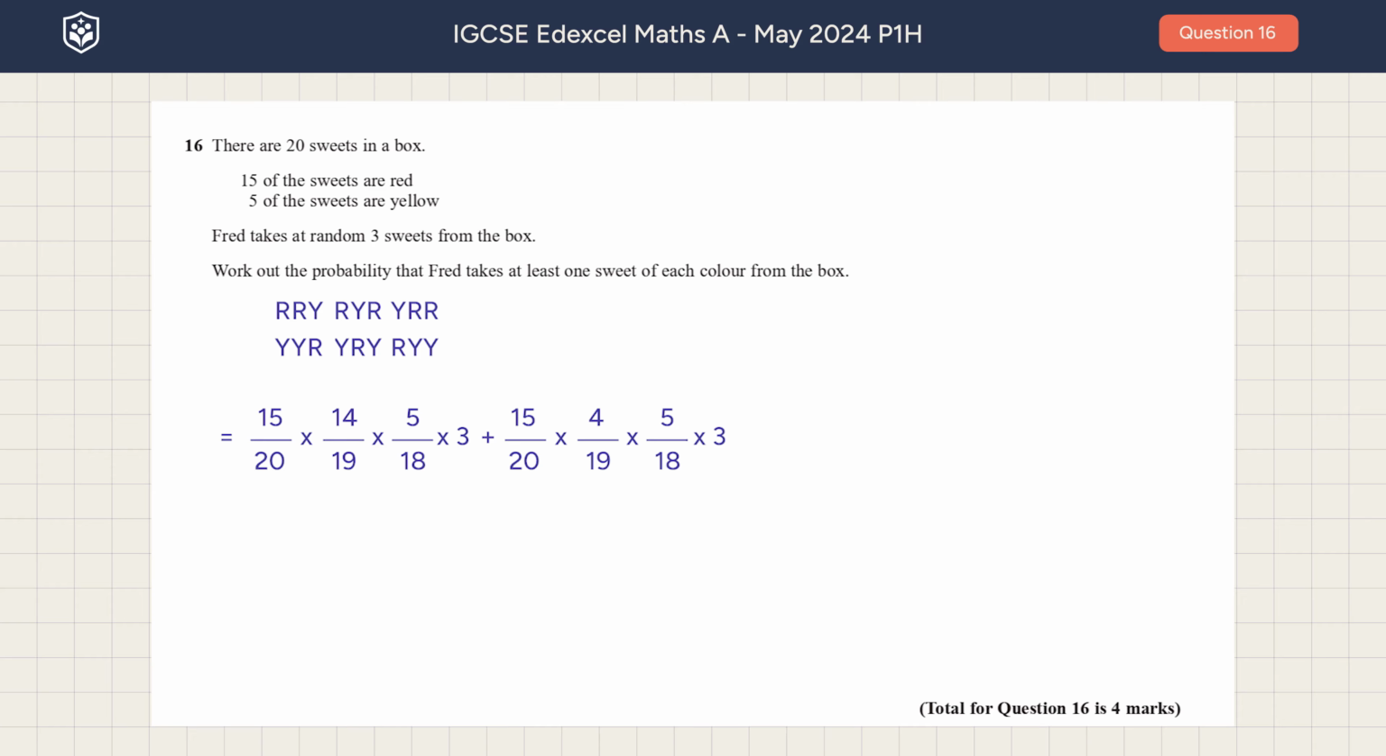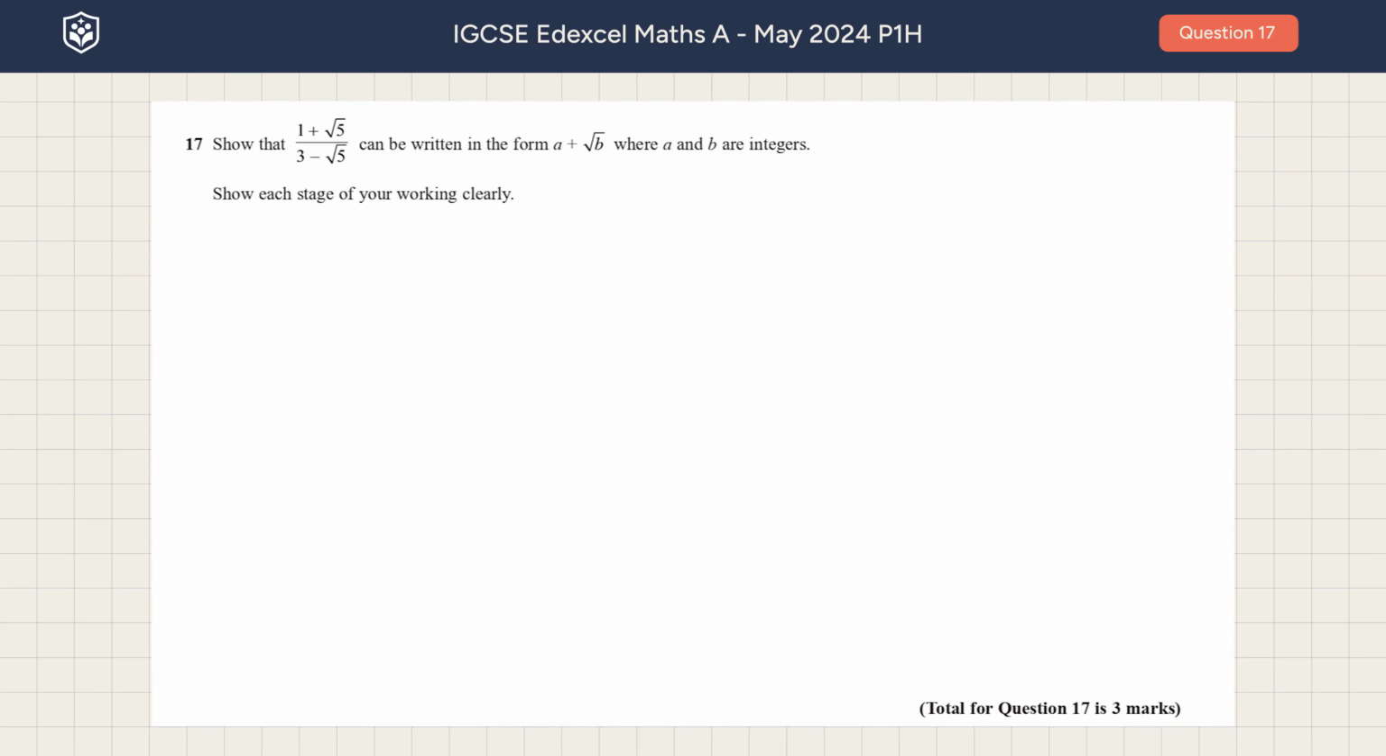Let's simplify all of this to get 35 over 76 plus 5 over 38. The least common multiple of the denominators is 76, so we can write this as (35 plus 5 times 2) over 76, which equals 45 over 76. That is your probability of Fred taking at least one sweet of each color from the box.